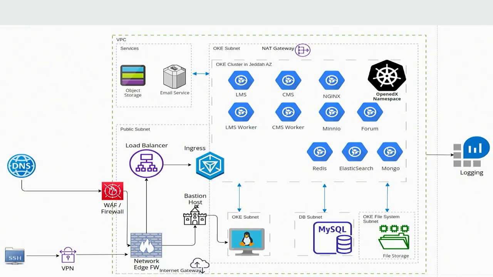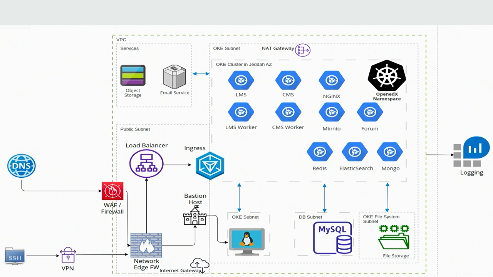This is our deployment architecture diagram. So we have four subnets. One is for services, one is for public subnets, one is for Oracle Kubernetes Engine, and then there is the DB subnet. So a user comes with a URL through DNS services and lands on the WAF firewall.